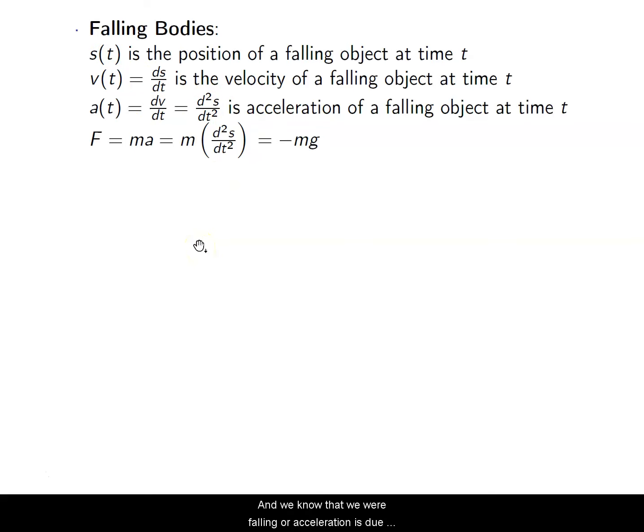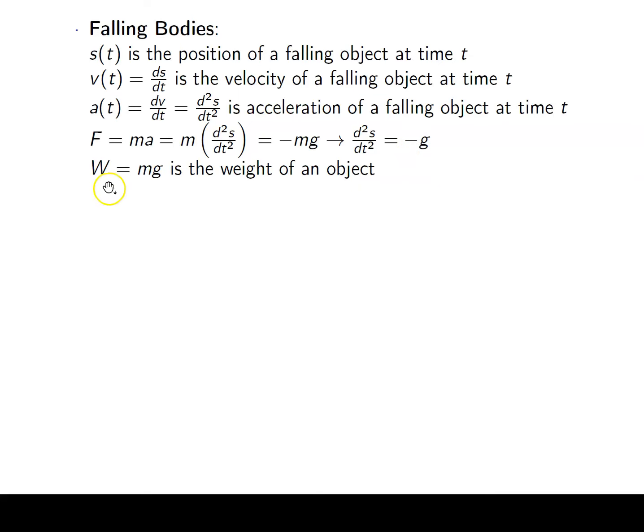And we know that when we're falling, our acceleration is due to gravity, right? So this force, F = ma, is equal to negative mass times gravity. Now, why negative? Well, because you're falling downwards, so this has to be a negative value. So we can imply here that the second derivative of our position function is just equal to negative gravity, and we're moving downwards, so that's why we have the negative value here for gravity. Weight equals mass times gravity, right, is the weight of an object.